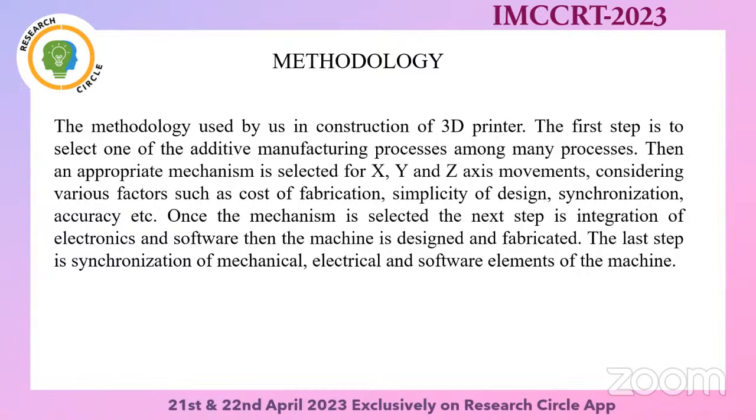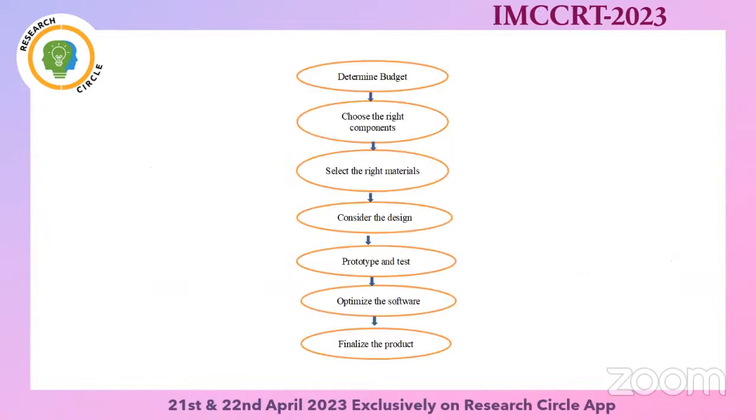Once the mechanism is selected, the next step is integration of the electronics and software. The machine is designed and fabricated. And the last step is the synchronization of the mechanical, electrical, and software elements of the machine. These are the processes which we have used. First, we determined our budget, chose the right components, selected the right material, considered the design, prototype, test, optimize the software, and final product.